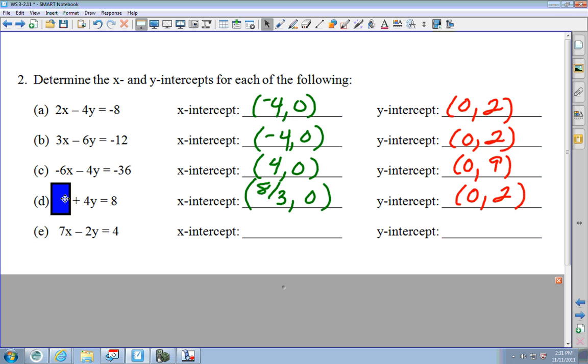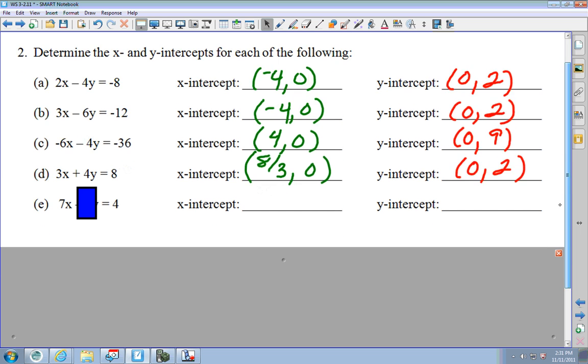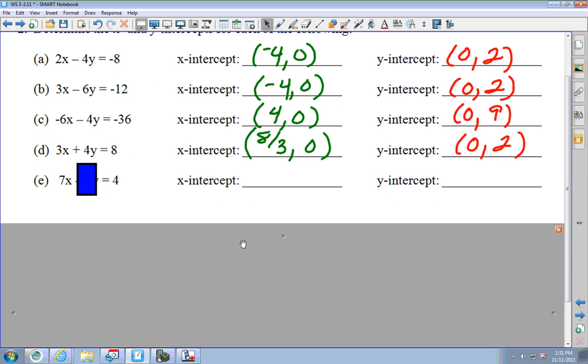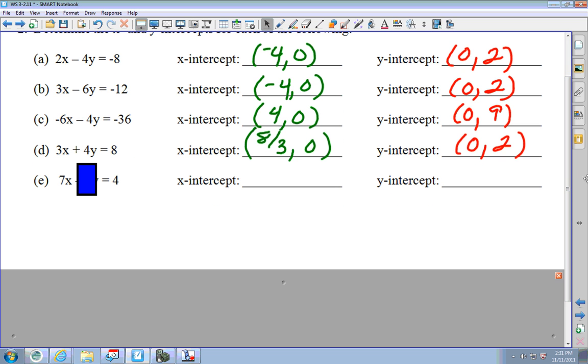Okay, the x-intercept, I'm going to cover up the y. Maybe I'll move down here and do my work here. I'm going to have 7x equals 4. Divide by 7. X equals 4 over 7, which is fine. Just leave that alone. 4/7 and 0.